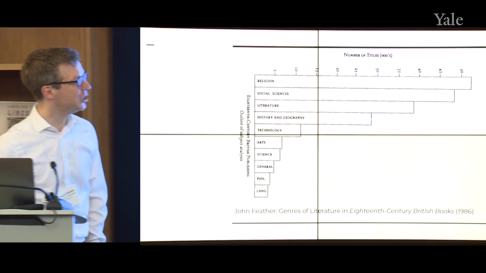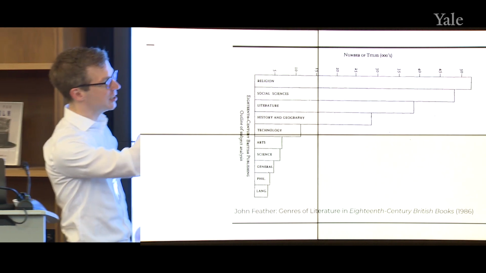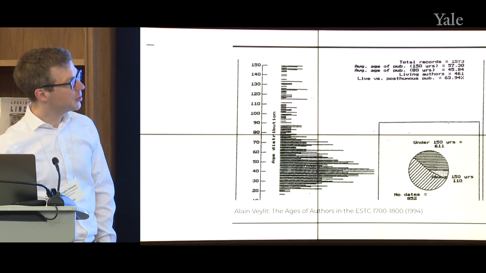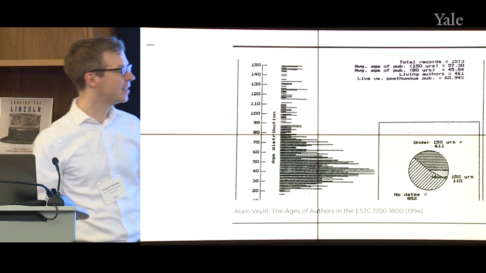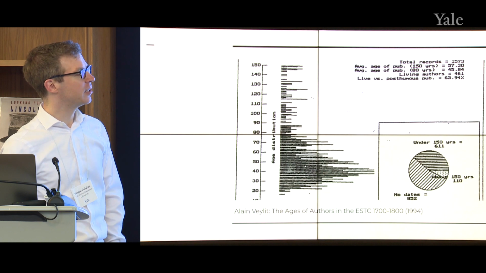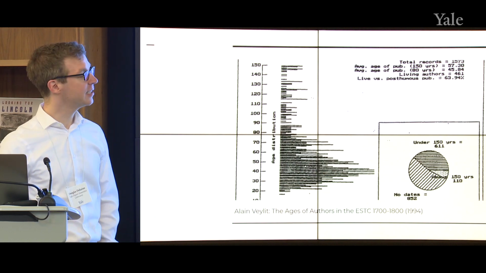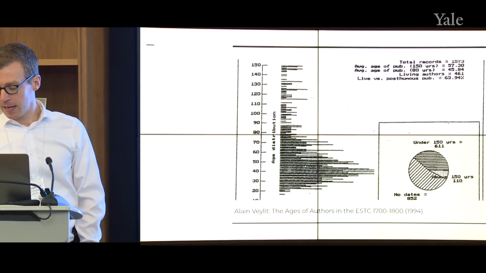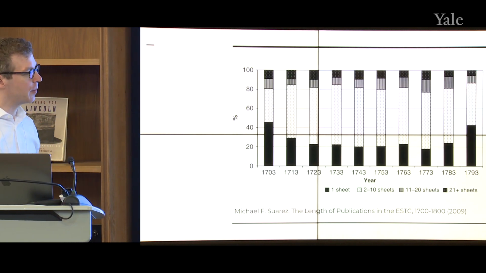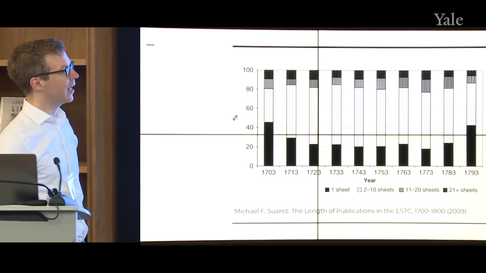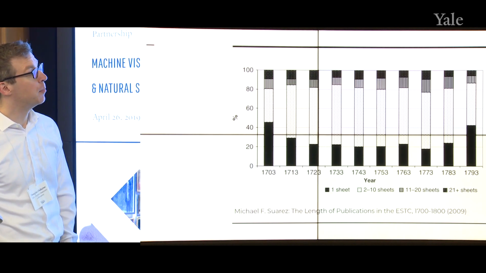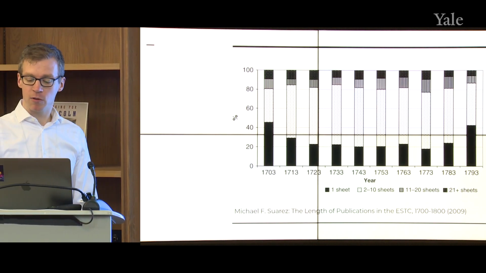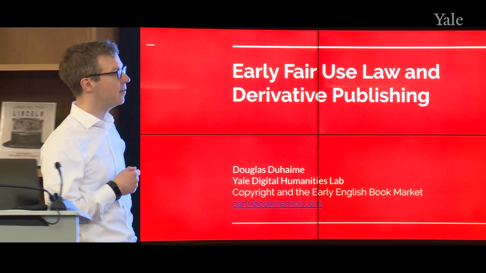Later work by folks like John Feather was analyzing distribution over topics within books published in this period. Subsequent work by Elaine Velit started to compute some of the basic descriptive statistics of books published, let's say before 1800 in the early modern period. And then more recent work by folks like Michael Suarez, who again, here he's looking at distribution of book lengths over history.